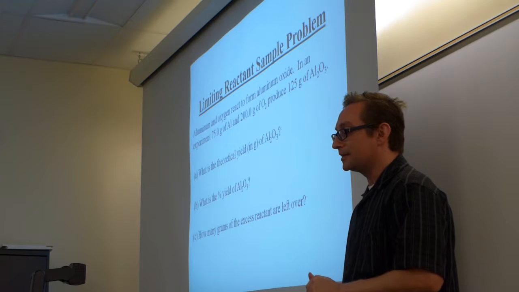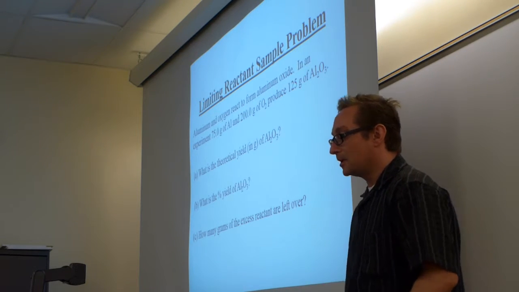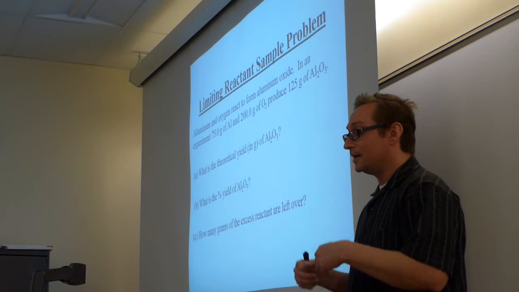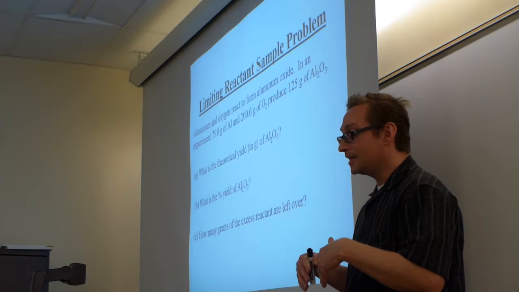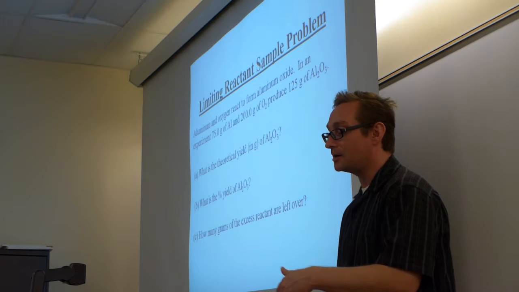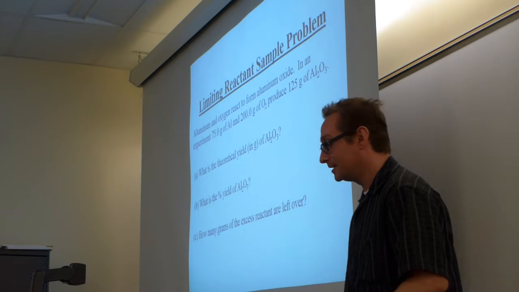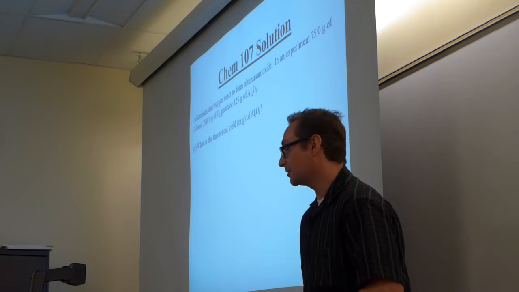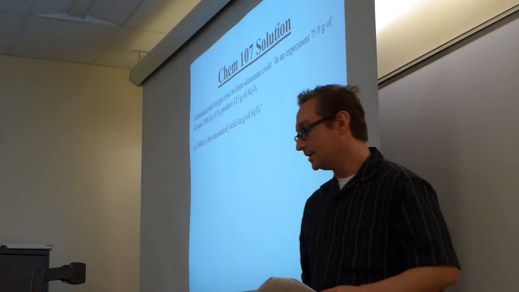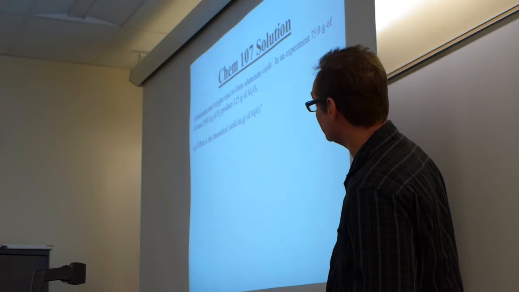Does anyone remember a problem like this from Chem 107? Maybe, maybe not. What I'm going to attempt to do, I'll probably not have time to do the amounts table way. I'll show you how to do what most professors show in Chem 107, and then probably next time I'll show you how to do the amounts table way. So, Chem 107 solution. We'll just do part A. What is the theoretical yield?